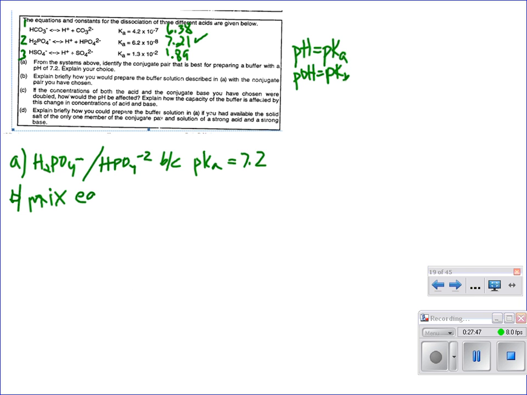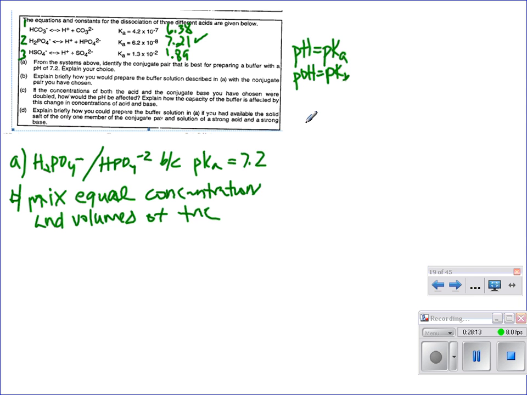Here we go. Mix equal concentrations and volumes of the salts containing those ions.